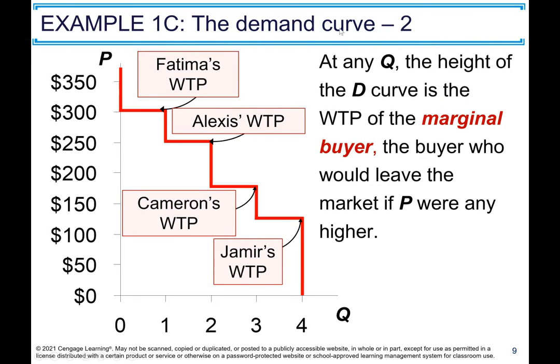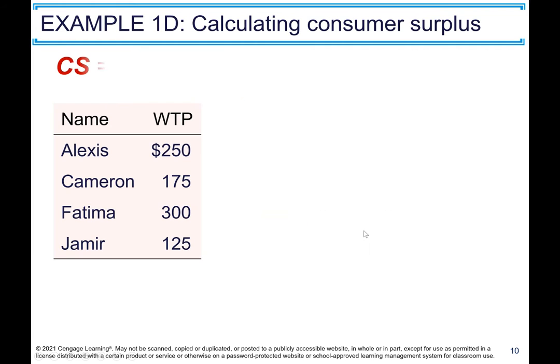Example 1c, demand curve 2. At any quantity, the height of the demand curve is the willingness to pay of the marginal buyer. The marginal buyer is the buyer who would leave the market if price were any higher. Calculating consumer surplus: consumer surplus is equal to willingness to pay minus price.